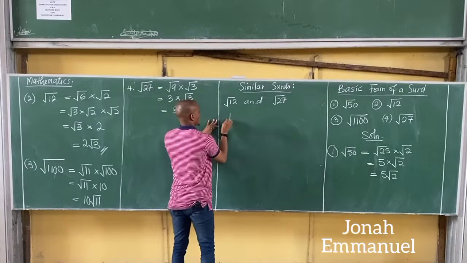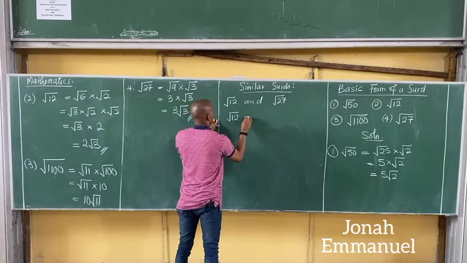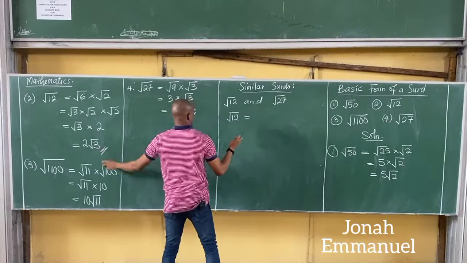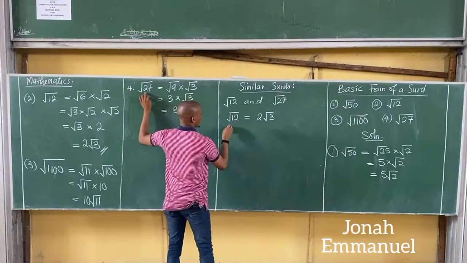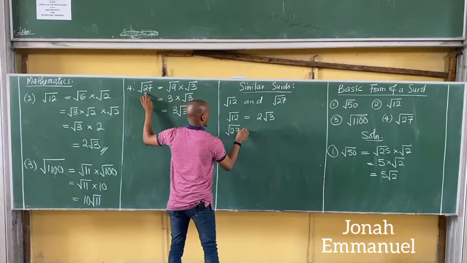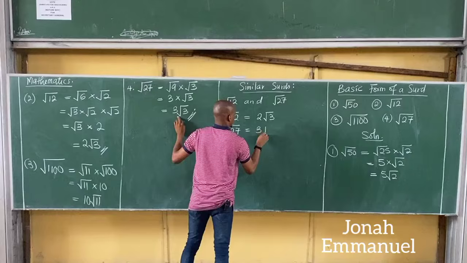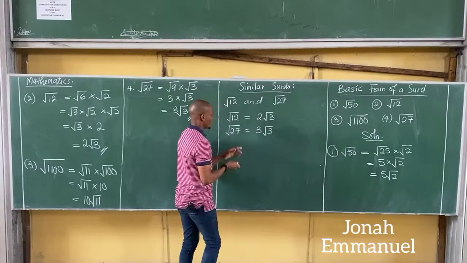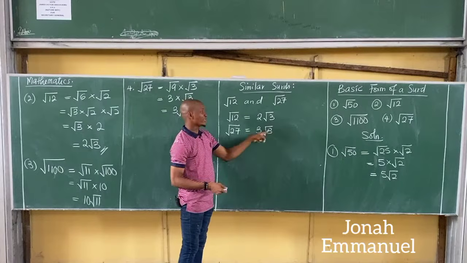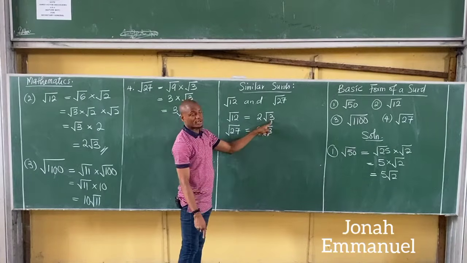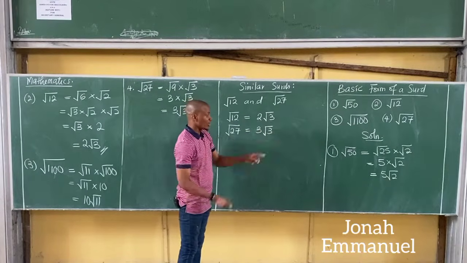Why? Because if I take root 12, in its basic form, root 12 is what there? 2 root 3. In its basic form, root 27 is what there? 3 root 3. What do you observe? Both of them are multiples of what? The same surd. This is 2 of root 3. Here is 3 of root 3.